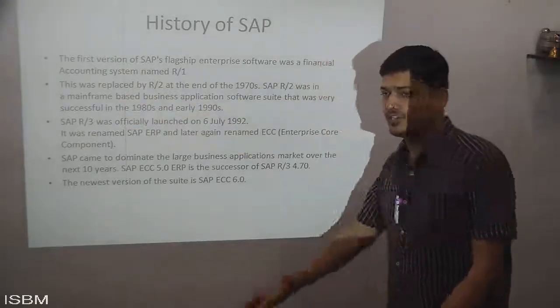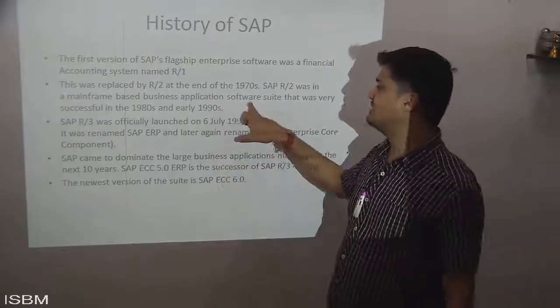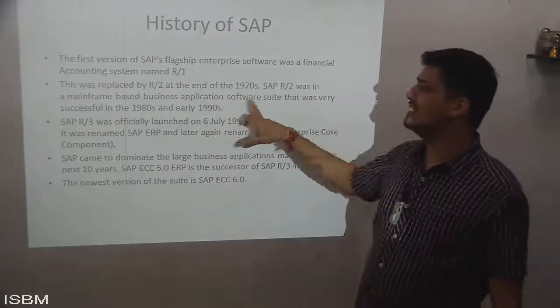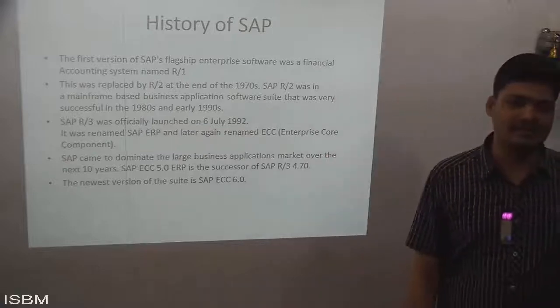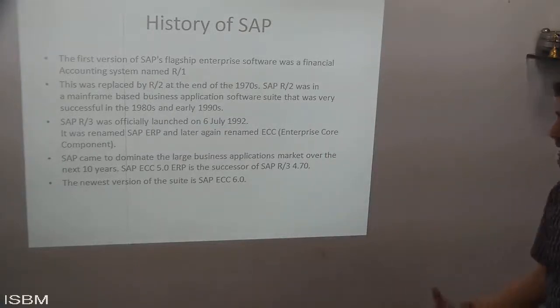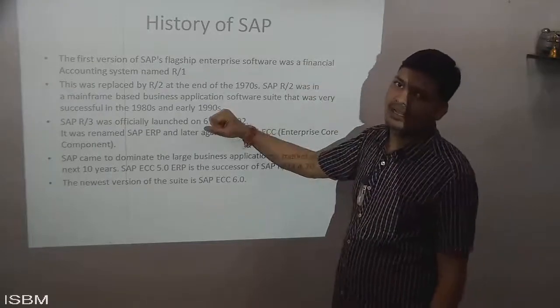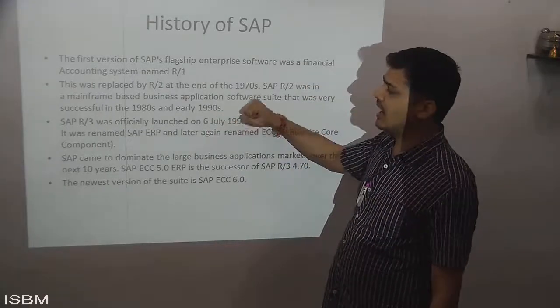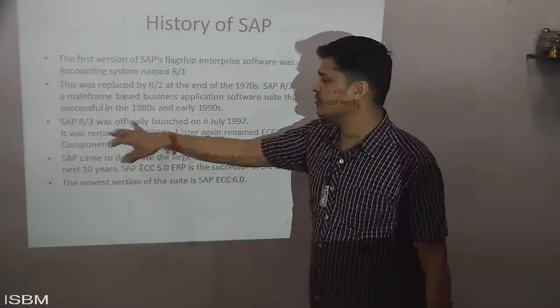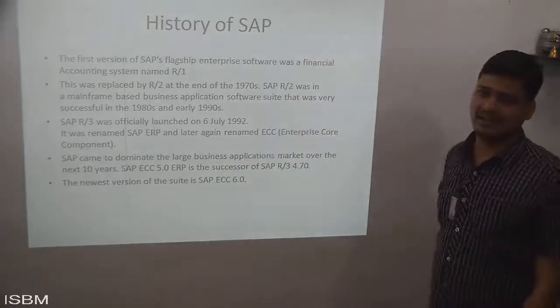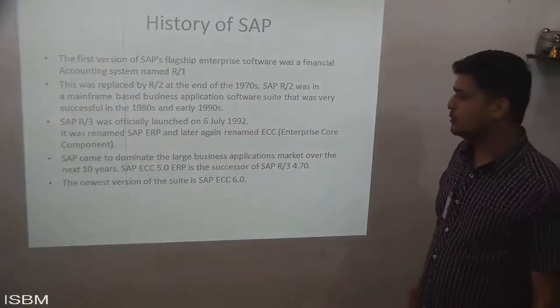Mainframe is an IBM technology-based business application software suite that was very successful in the 80s and 90s. So R2 started in the 70s and ran till the 90s. Then R3 was officially launched on 6 July 1992. So in 1992, R3 came.